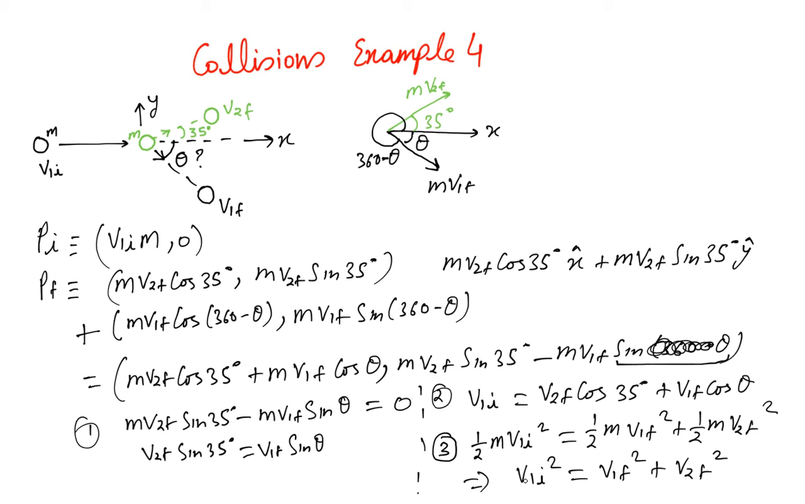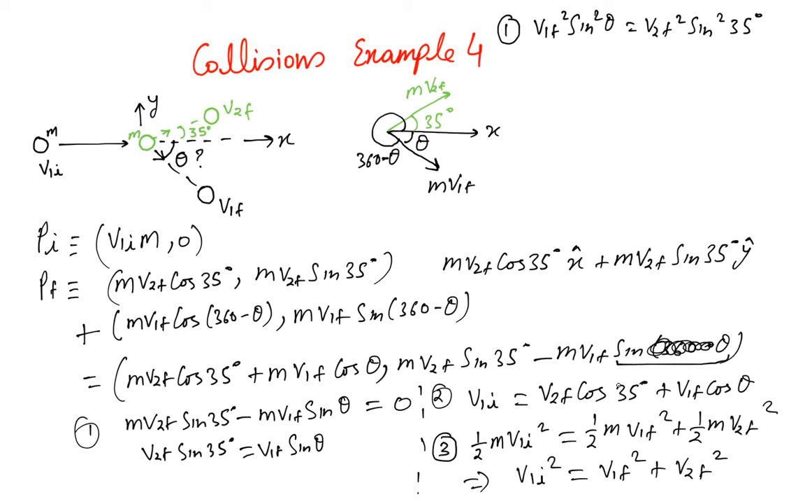So what we can do is this. First of all, you square this. Let's square the first one. This is the tricky part. This is mostly mathematics. So what we get is v1f squared sine squared theta equals v2f squared sine squared 35 degrees, right?